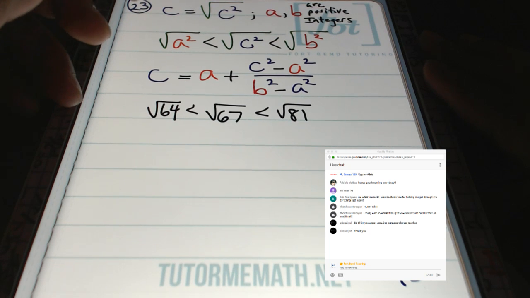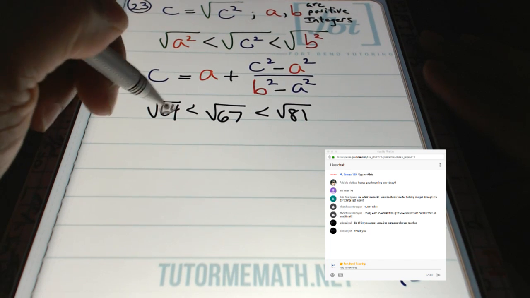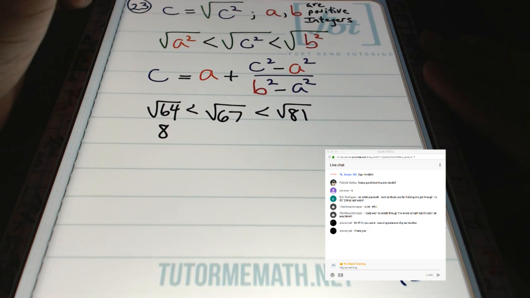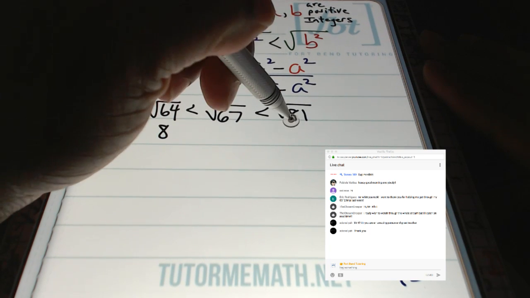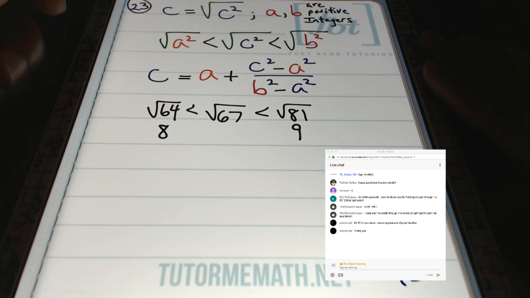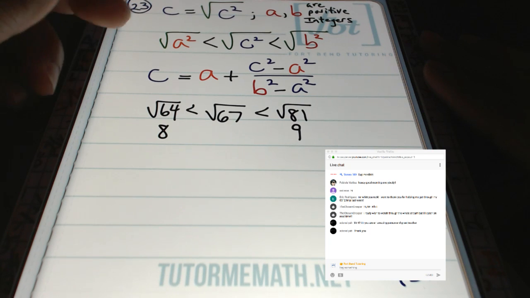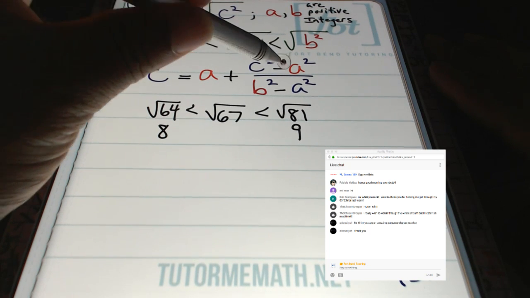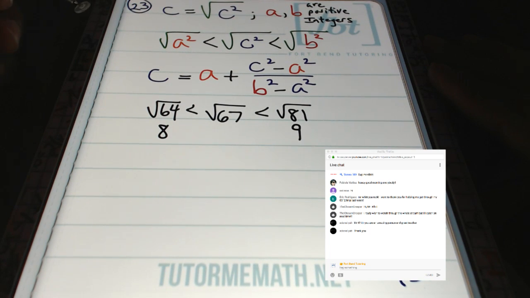All right. So what we do know is that our A value, according to this expression, would be 8 because we already know that the square root of 64 is 8. And we know that our B value is going to be 9, because we know the square root of 81 is 9. So that's going to be our B value there. So what we're trying to find out is this C value, exactly what it would be. And thus far, we know that it will be 8 plus some fraction as far as our approximation is concerned. So how do we get there?